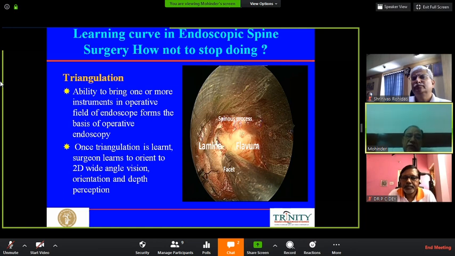After you have learned triangulation, the next thing the surgeon has to learn is depth perception. That is very, very important. Depth perception comes with experience. The surgeon has to do 10, 20, 30, 40, 50 cases. Then he will know how to use his working instruments. So once triangulation is learned, the surgeon learns to orient to 2D wide angle vision and depth perception.